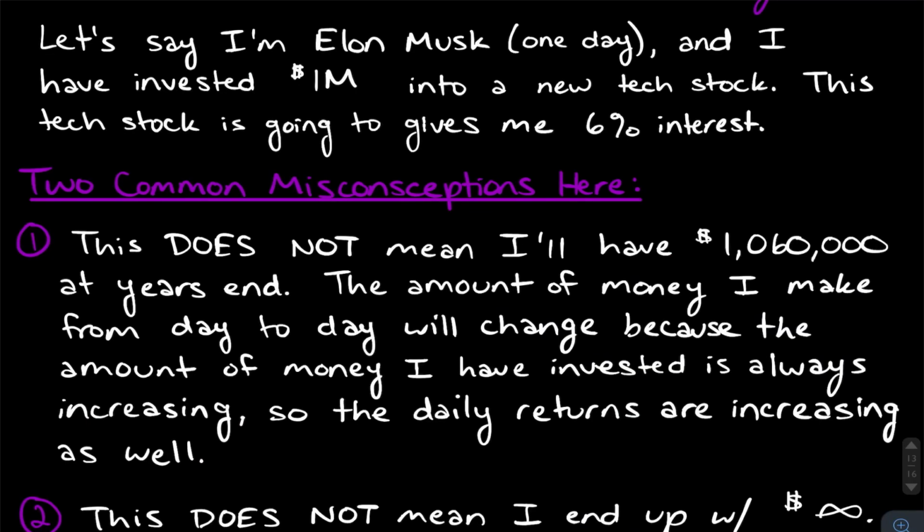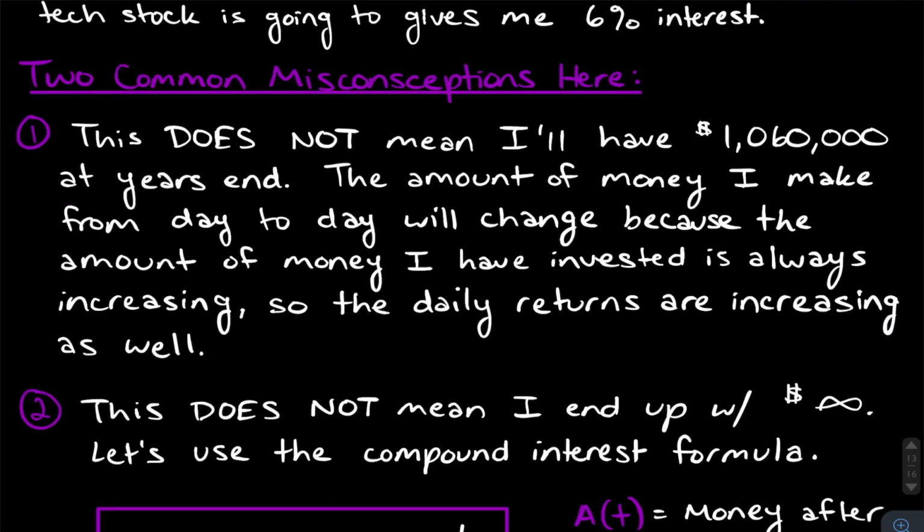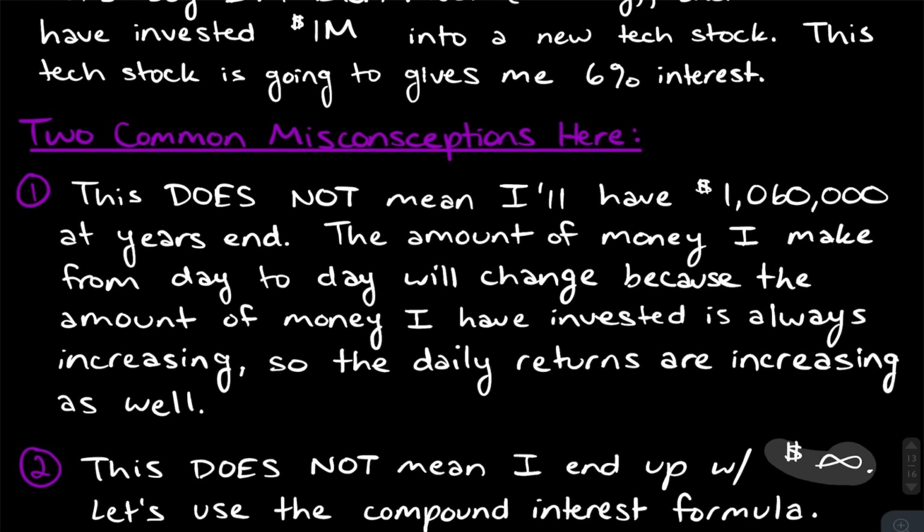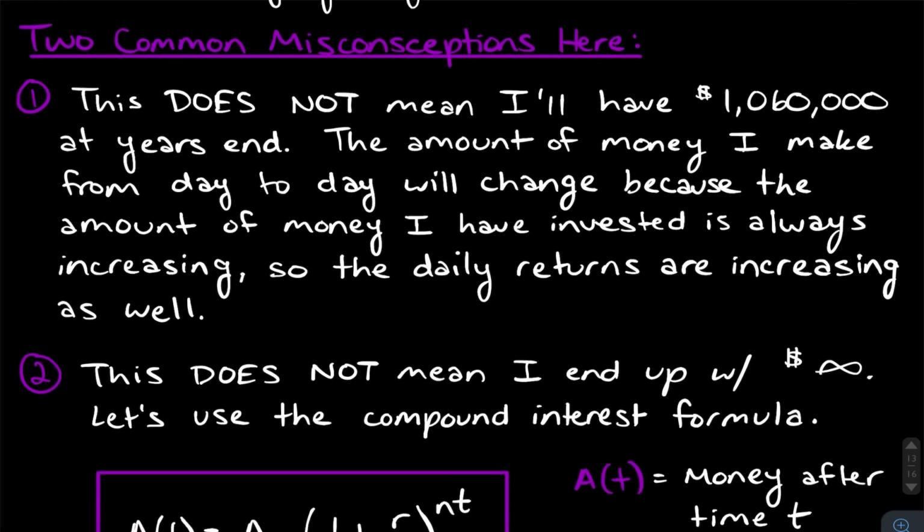Okay. Now you might think, okay, well, you're getting more and more and more every day. So that means you're going to get infinity dollars, right? You're going to basically win Monopoly, right? No. Let's use the compound interest formula, and I'm going to show you that just because we're compounding an infinite amount of times, right? We're always reinvesting. That does not lead to infinite money.